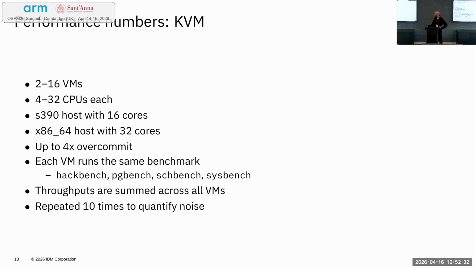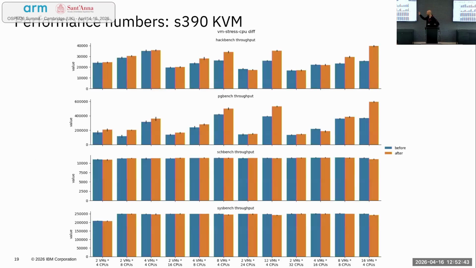And we were also wondering if this could help everyone else. So if you just run plain KVM under overcommit, what would happen? We did this systematic evaluation where we spawned different numbers of VMs with different amounts of CPUs on each, and then ran 4 benchmarks in each. As you can see, there are no regressions, or even if there are some, they are smaller than noise.